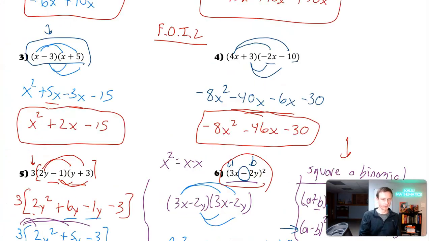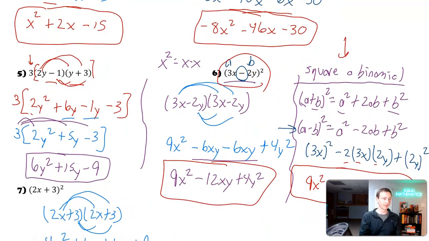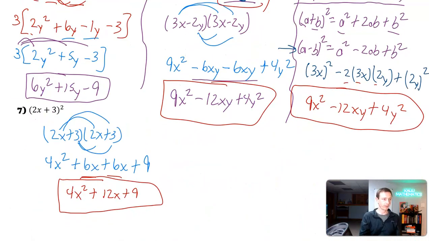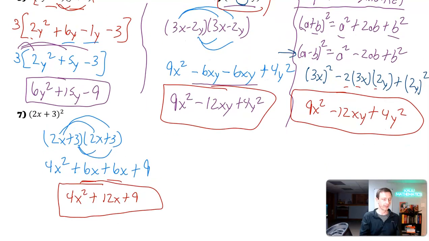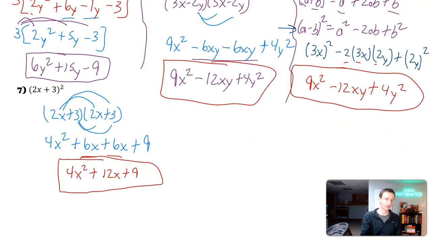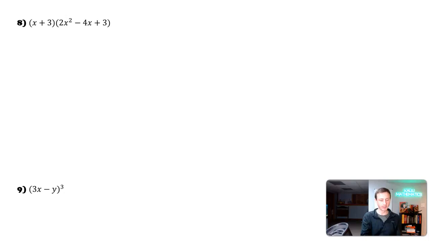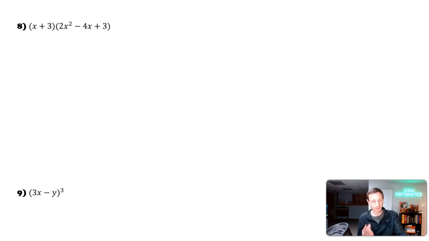All of these examples so far were mainly just binomial times a binomial, which we had a binomial times itself or a binomial times another binomial, but that was the process, just distributive property twice. Now, what if we have a binomial times a trinomial? How do we take care of this? It's the exact same thing.